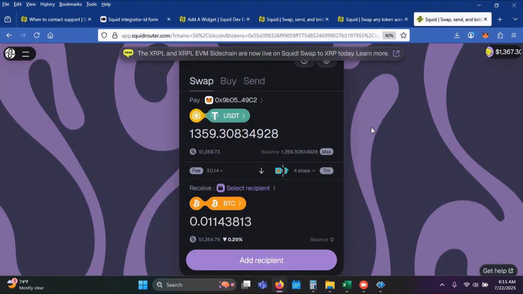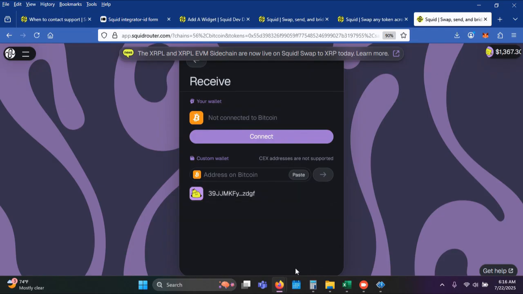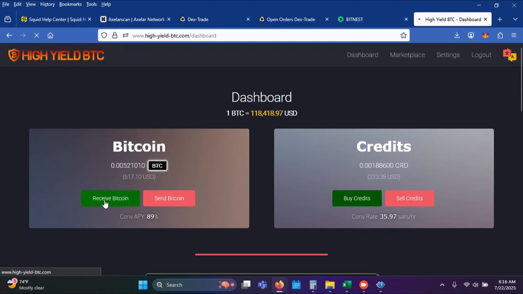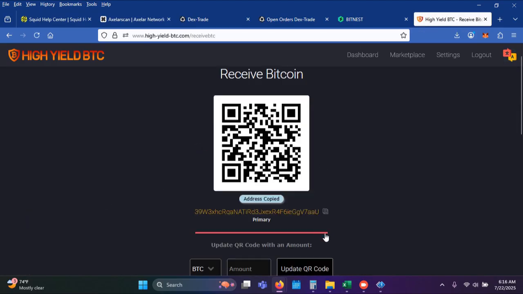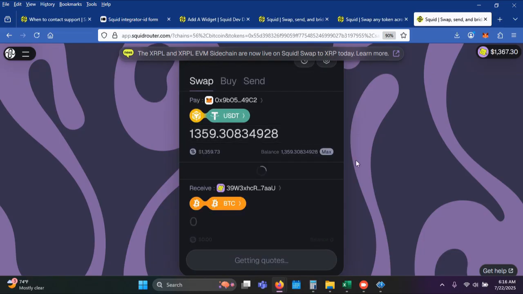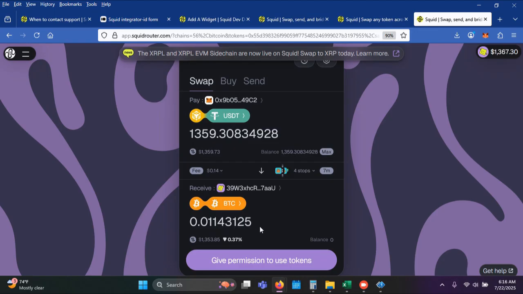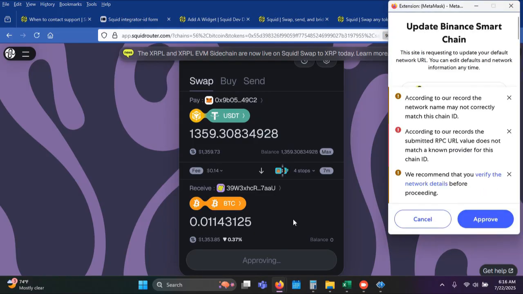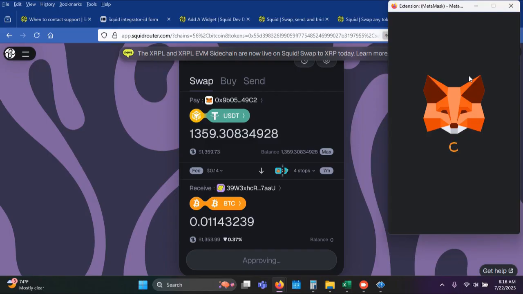All right, so I already attached my wallet here, and I'm going to select where I want my Bitcoin to go. To do that, of course, I'm going to head on over here, click on receive Bitcoin, copy this address, and put that in here. Okay. And that's how much I should be receiving. So I'm going to give permission for them to use the money in my USDT. This site is required to update the fund. Okay, I am on the Binance Smart Chain. That's the Binance Smart Chain.